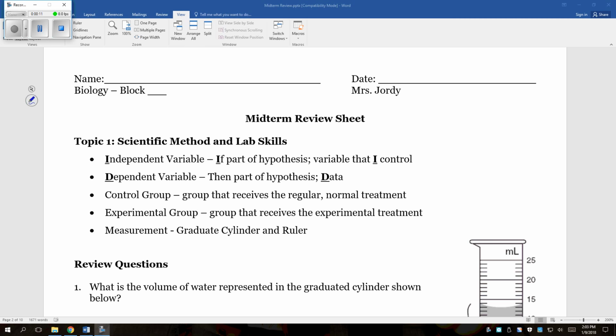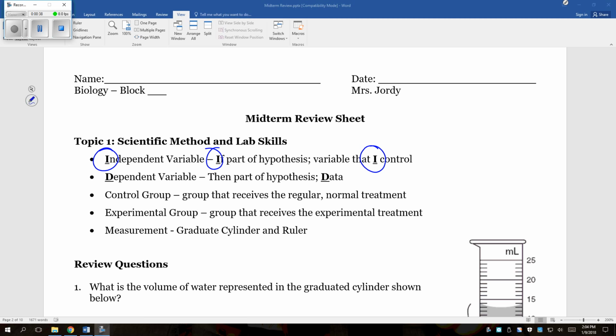Remember, when you're setting up a scientific experiment, what you want to do first is identify your independent and dependent variables. So the first thing we have is our independent variable. If we think back to the beginning of the year, the thing that we want to remember is that this is going to be the if part of our hypothesis. The other idea that we want to remember is that this is the thing that I control or the thing that I'm changing in my two groups.